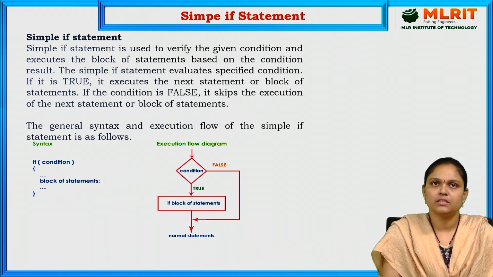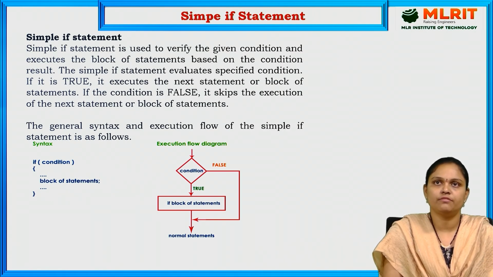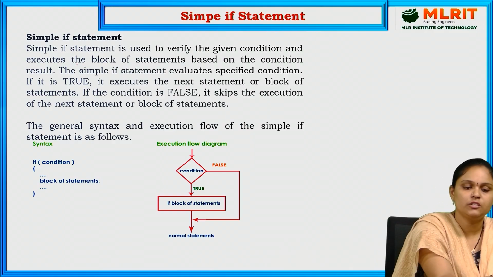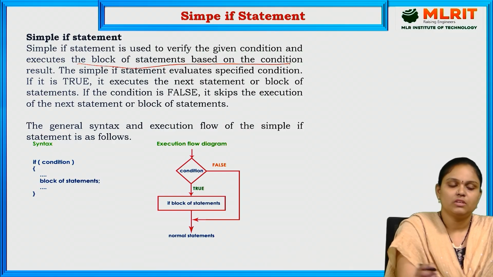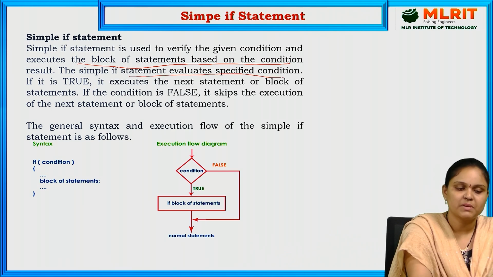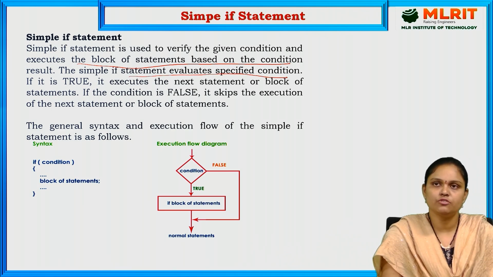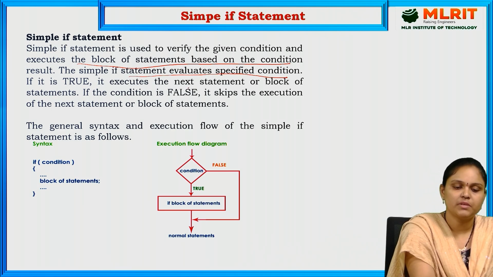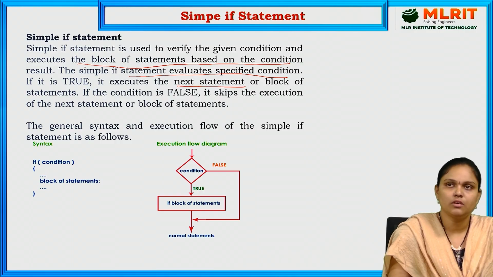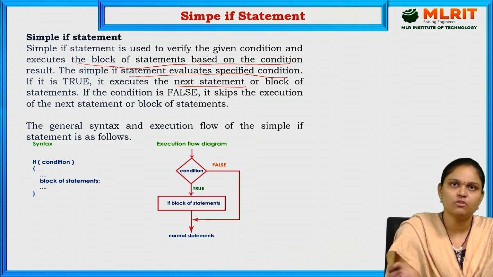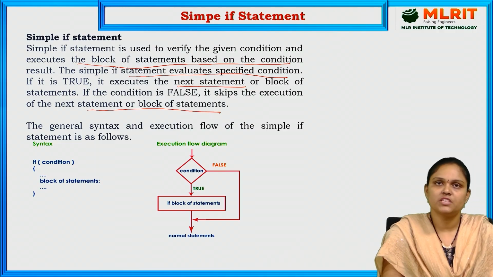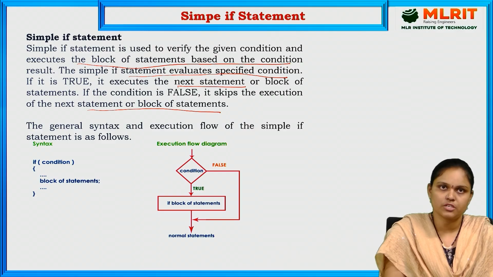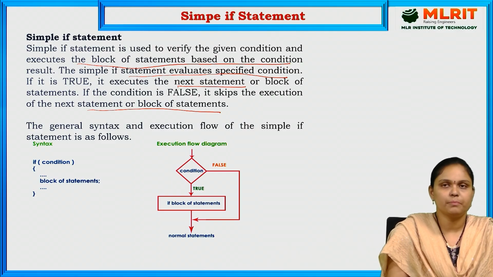Simple if statement. The simple if statement is used to verify the given condition and executes the block of statements based on the condition. It evaluates a specified condition. If that condition is true, then only it executes the next statement or block of statements. If the condition is false, it skips the block of statements and executes the next statement that we have written in the C language.